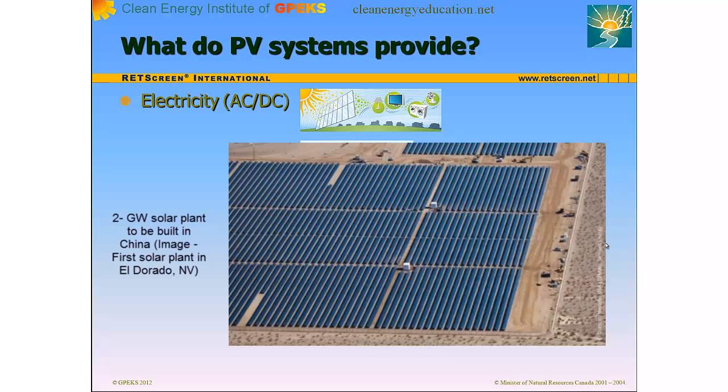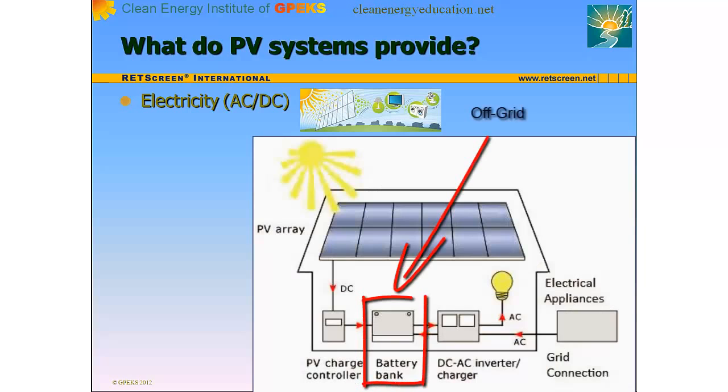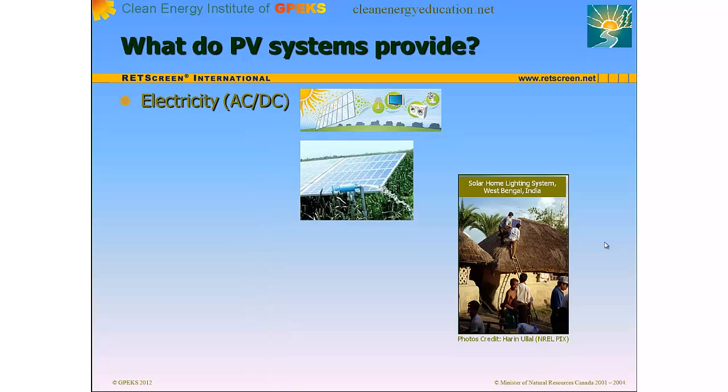While photovoltaic modules generate direct current, or DC power, a photovoltaic system will often include components that convert this into the alternating current, or AC power, that is required by many common appliances. PV systems that are not connected to the grid will also typically include battery storage, permitting the system to provide power at night and during cloudy periods.